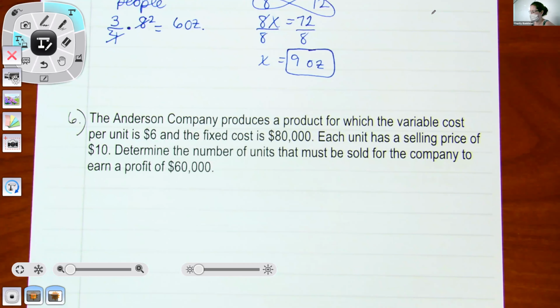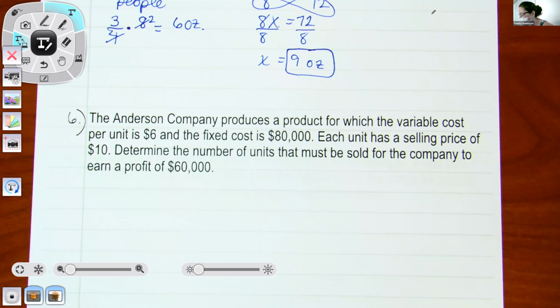Number 6. The Anderson Company produces a product for which the variable cost per unit is $6 and the fixed cost is $80,000. Each unit has a selling price of $10. Determine the number of units that must be sold for the company to earn a profit of $60,000.